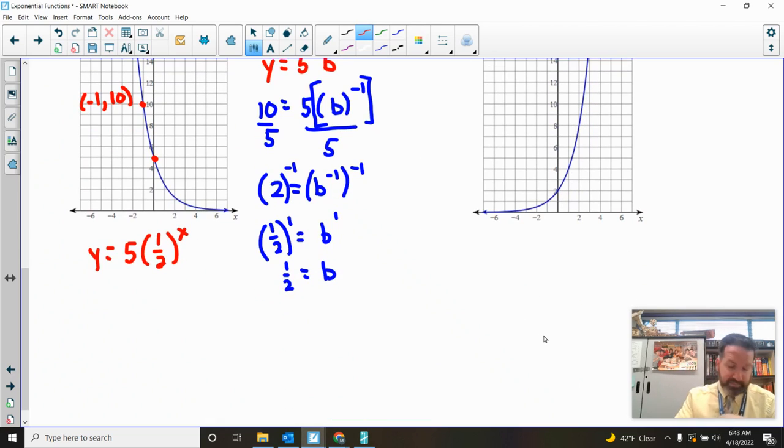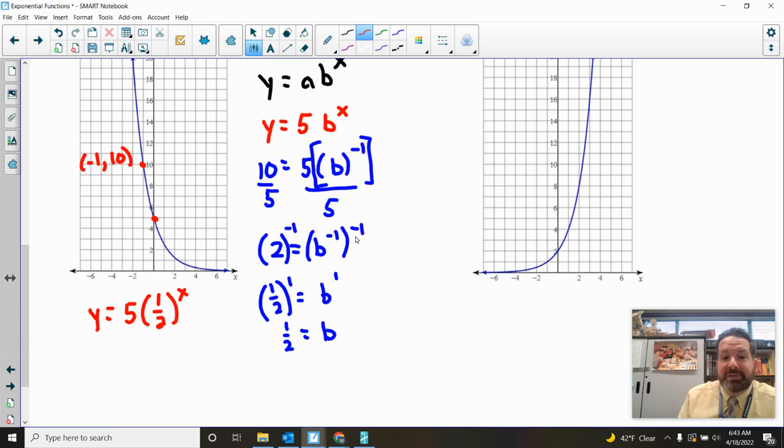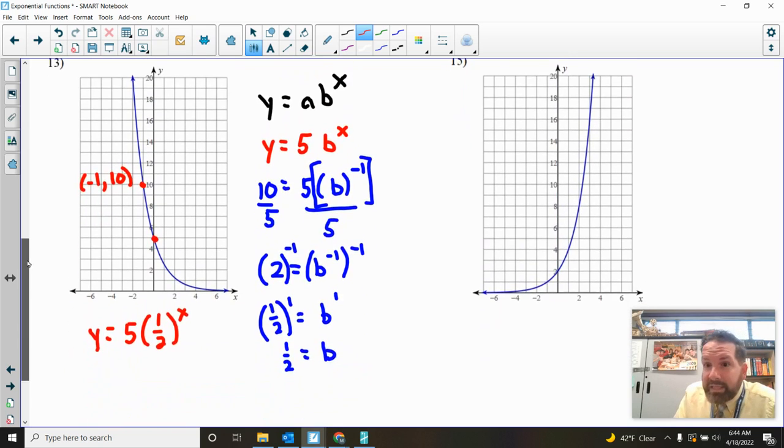Okay, one more. The exponential growth ones, they tend to be a little easier because you don't have to do this last little trick we did. Now, notice the reason that we raised to the negative 1 power again is because those exponents get multiplied, and I'm trying to make an exponent of 1. That's why we did that. Okay, let's look at this one then.